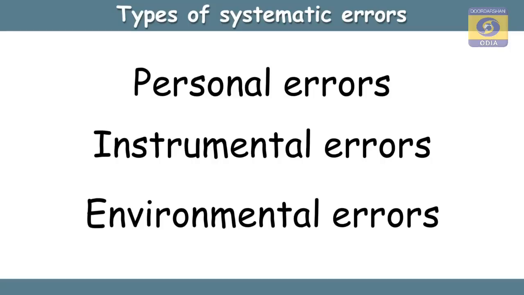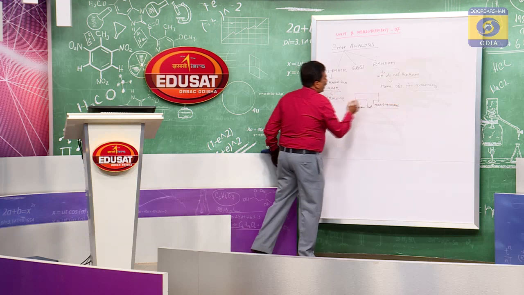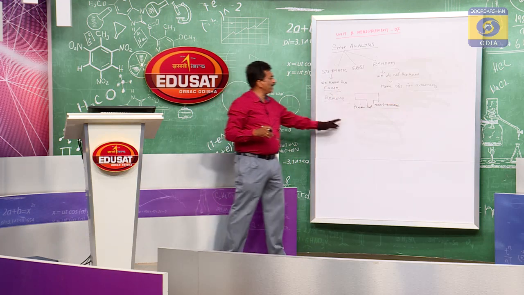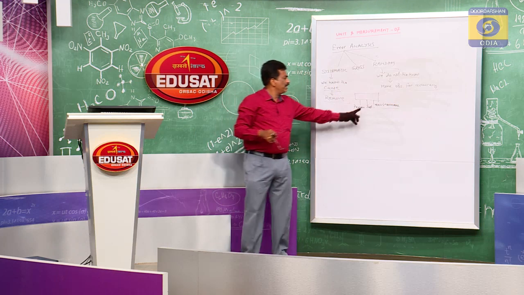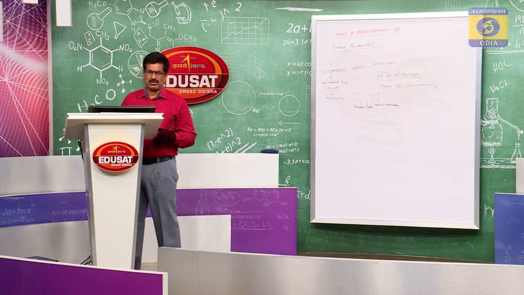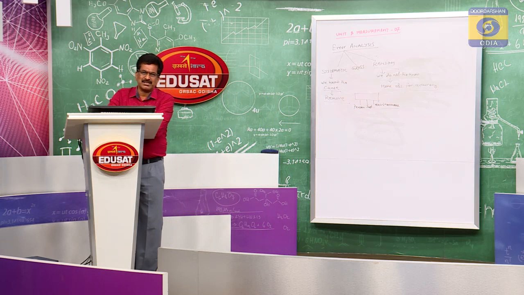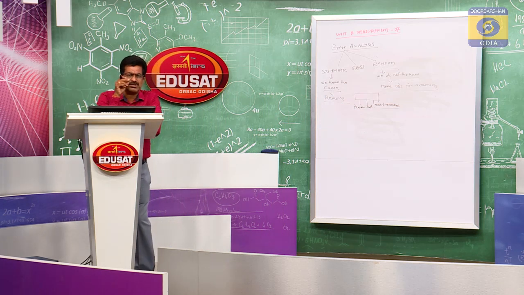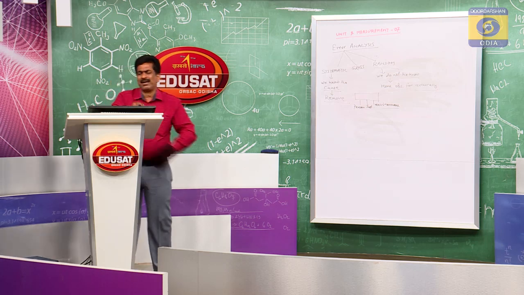Next, the systematic error is of three types. One is the personal error, because here we said there are three: the person, the instrument, and the environment. Due to the persons, error will arise. Due to the instrument, error will arise. Due to the environment, error will arise. And what are the examples? For personal error, these errors arise due to faulty procedures adopted by the persons making the measurement, which you frequently see.